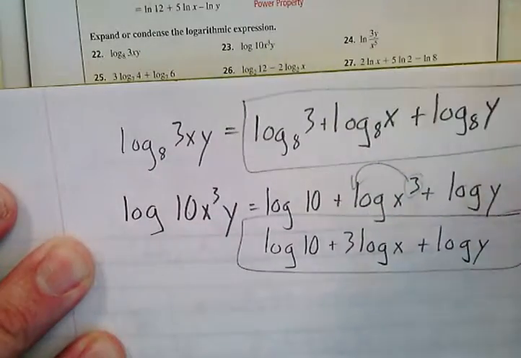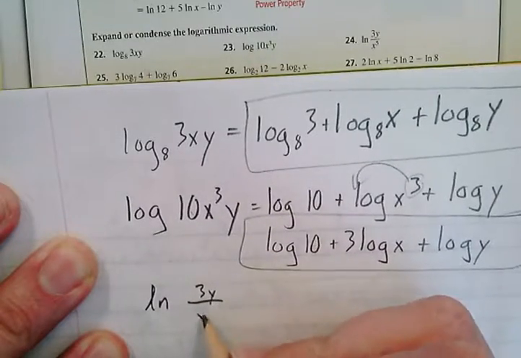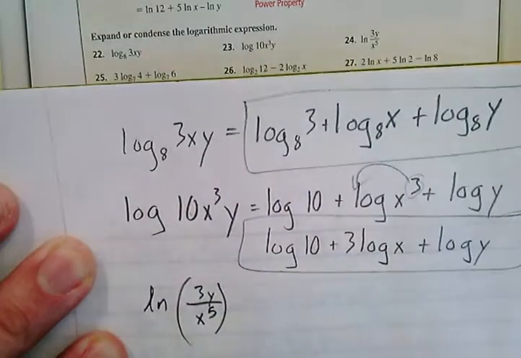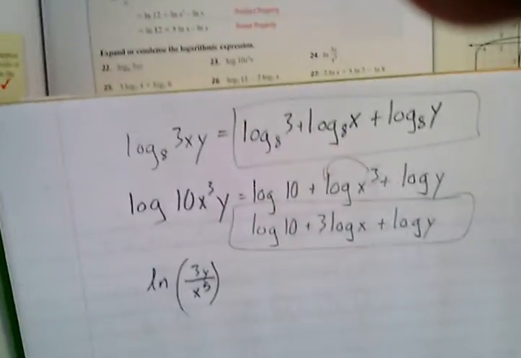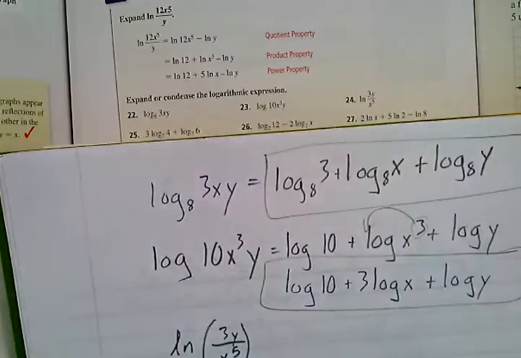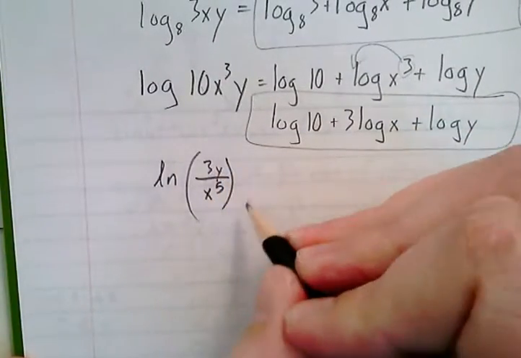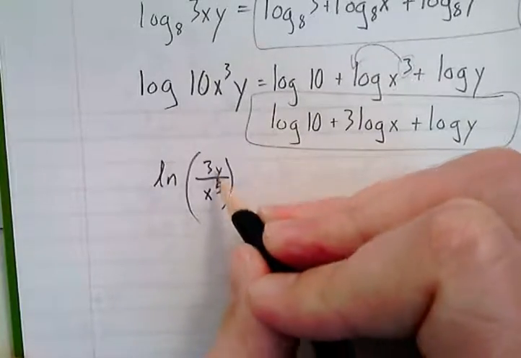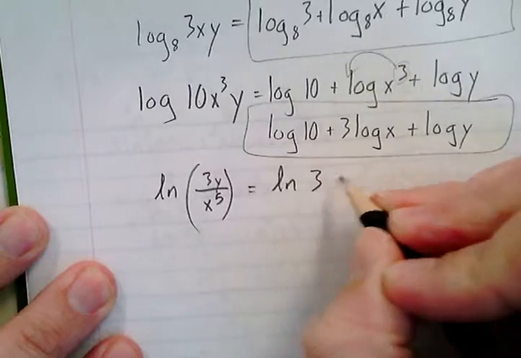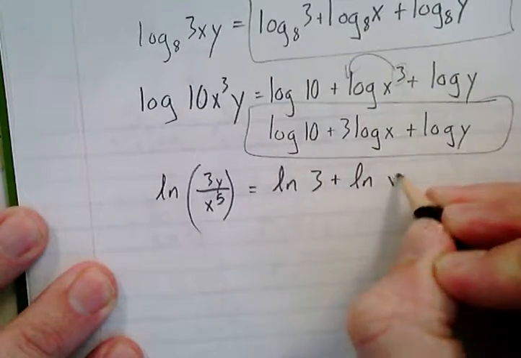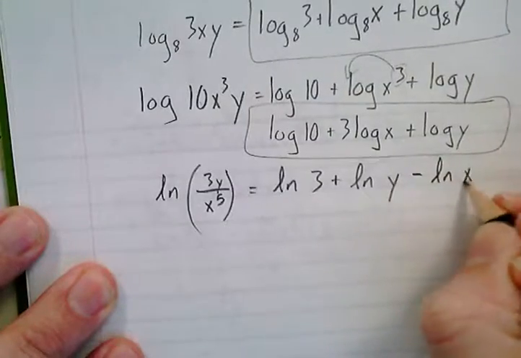Next example, we'll do the natural log of 3y over x to the fifth. You can see that I've got, let's zoom out a little bit here. You can see that I've got three pieces. I've got a 3, a y, and an x to the fifth. I've got some multiplication and some division. So I'm going to rewrite this as the natural log of 3 plus the natural log of y, because those are being multiplied, minus the natural log of x to the fifth.